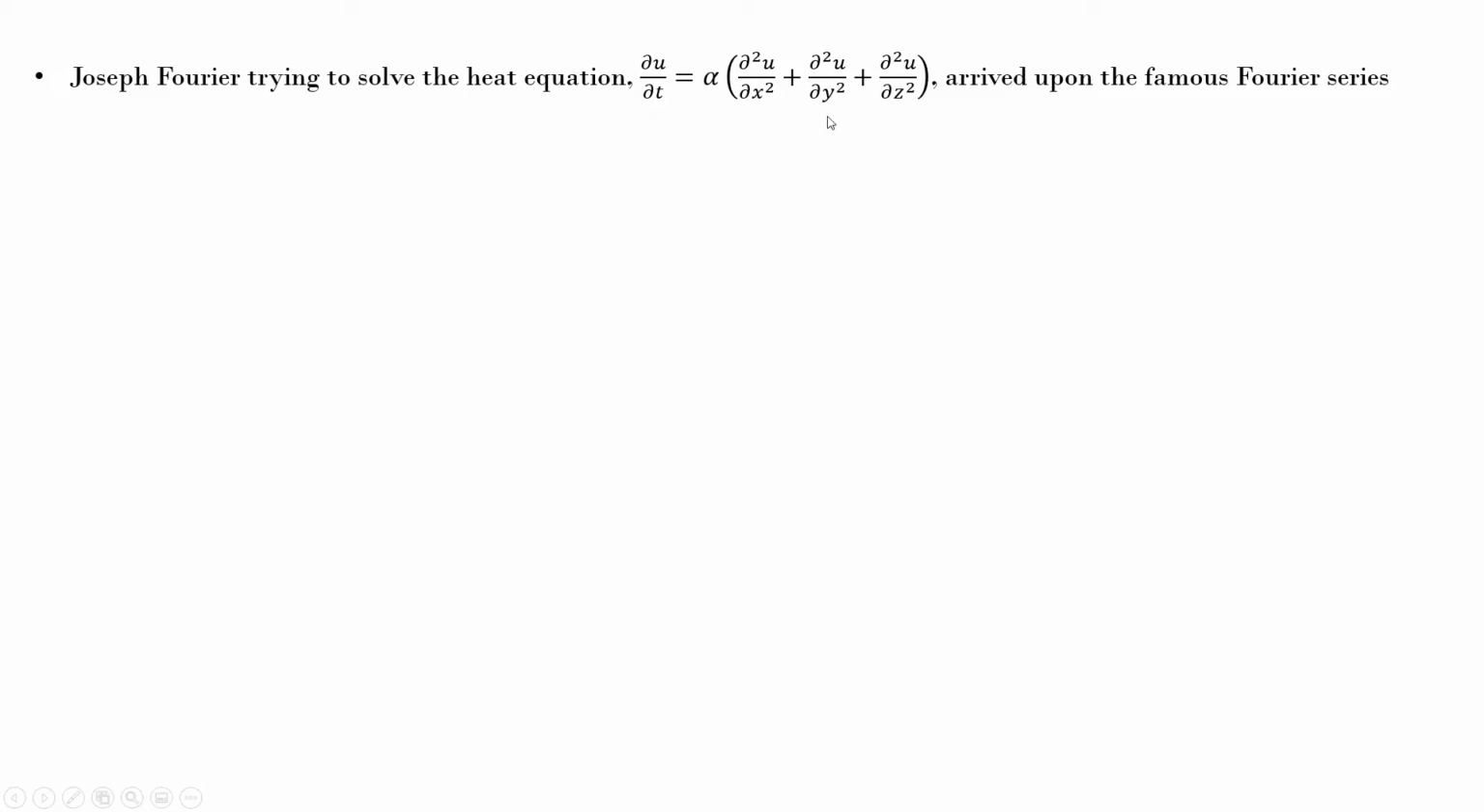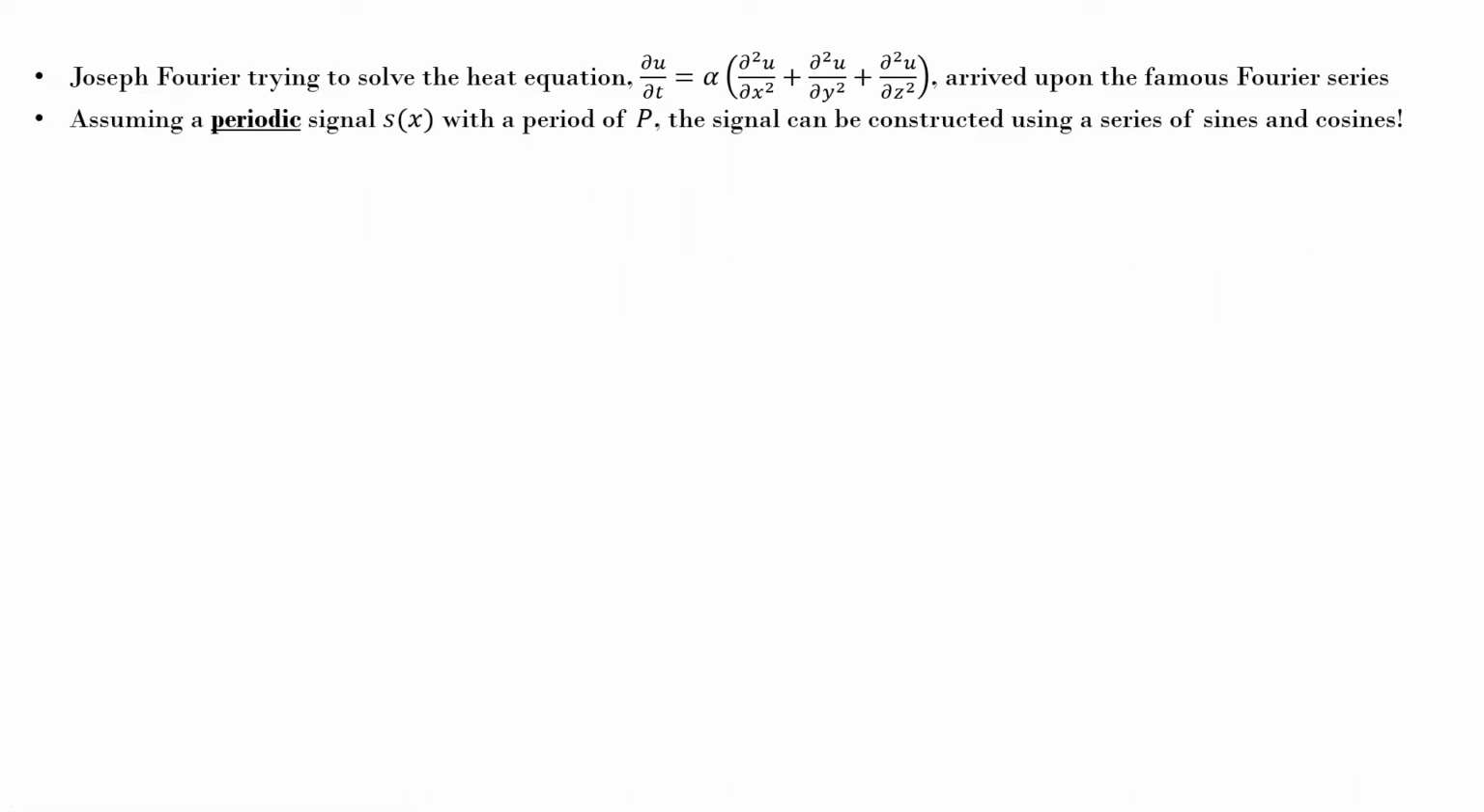While solving this, he arrived upon the famous Fourier series. And what exactly is the Fourier series? Assume a signal which is periodic, let's say s of x. s of t is also fine. x is an independent variable here; it can be the x direction in space, for example. If we have a periodic signal in space, that means there is a period associated with it. Period is nothing but the space period or the wavelength or the time period, whatever you want to call it. Outside of that period the same signal repeats. That's why it's known as periodic, right? Something like this.